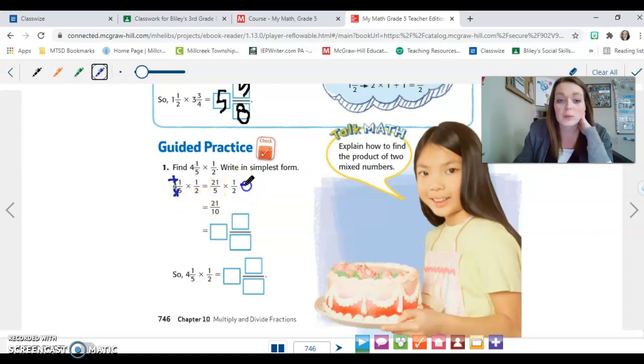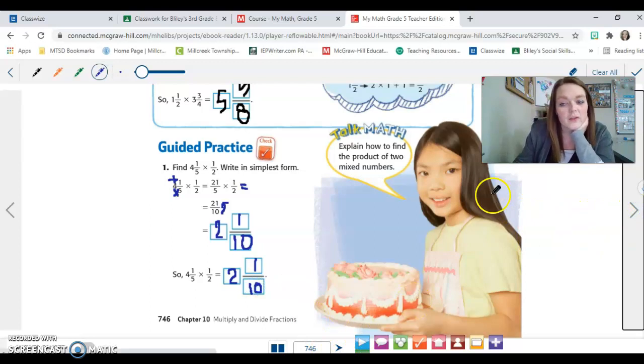Okay, so we're going to multiply our numerators first. 21 times 1 is 21. 5 times 2 is 10. So we have 21 tenths. How many times can 10 go into 21? 2 times. I have 1 left over. My denominator stays the same. My answer is 2 1/10.